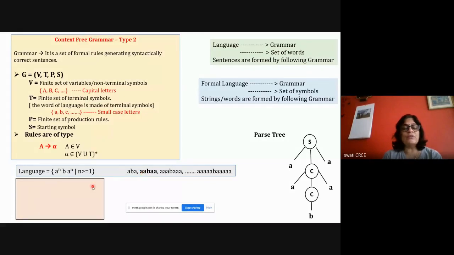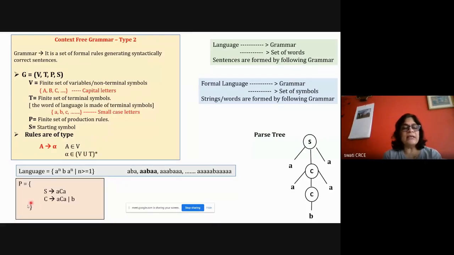So here in case of CFG, recursion is used. All the rules are formed by using the concept of recursion. So a variable is defined with the help of itself. Variable S is defined with the help of variable S, or variable C is defined with the help of variable C. So many rules will have the recursion.